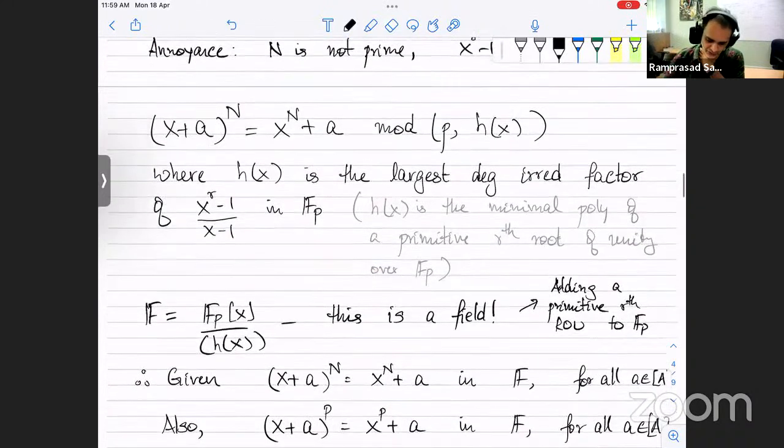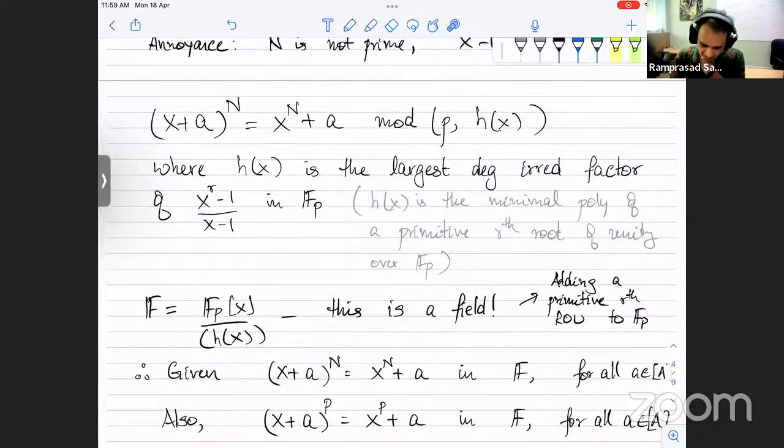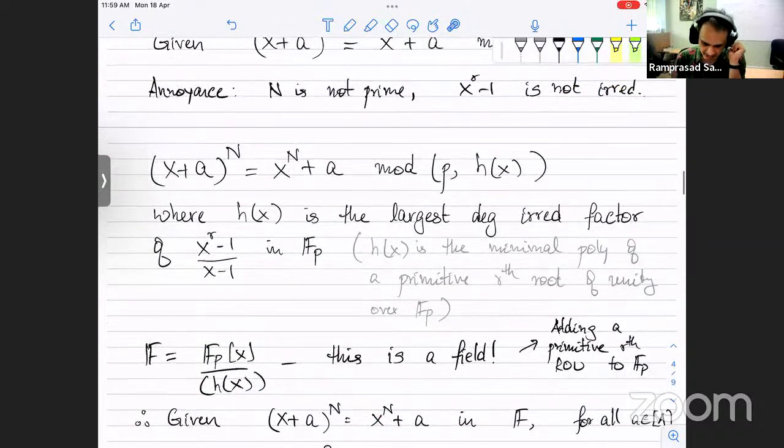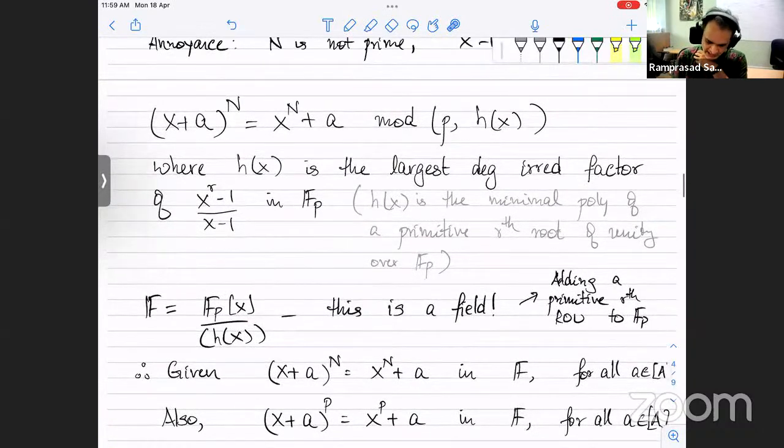Okay, good. So what do we know right now? We know that if I think of x as an element in this field, then I have an equation of the form (x plus a) to the power n equals x to the n plus a in this field, for every choice of this value a. Furthermore, I have this just from the binomial, because instead of n, had I replaced it with the prime p, the same thing holds. Because I know (x plus a) to the p equals x to the p plus a mod p. But mod p is already taken into account here, because you're working over Fp.